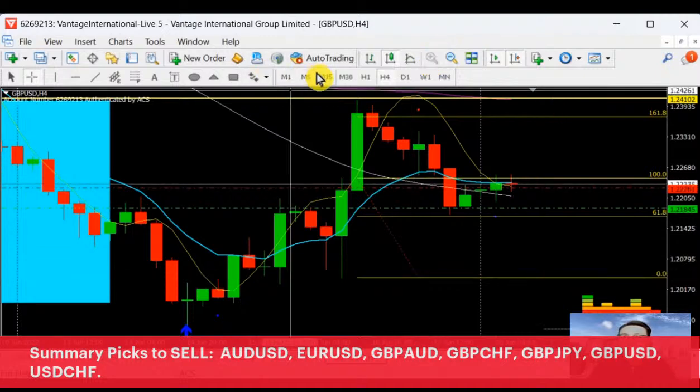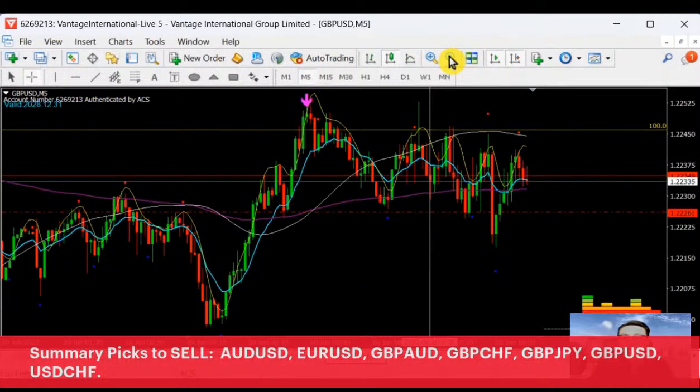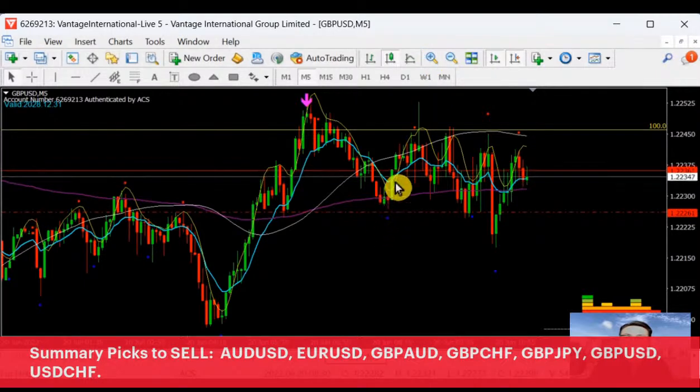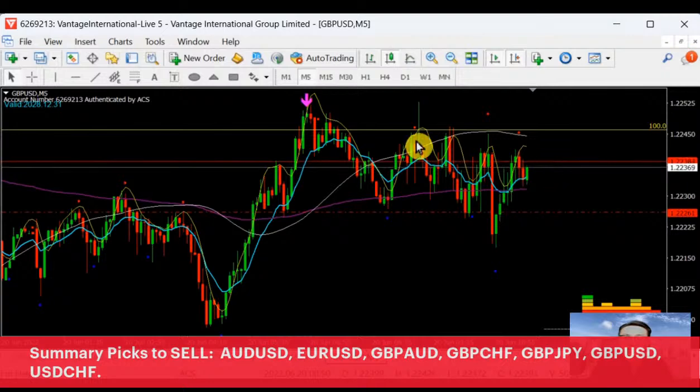Okay, let's take a look over here. Let me zoom out a bit. As we can see, currently over here at this point here, it seems like we have been hovering around this area.